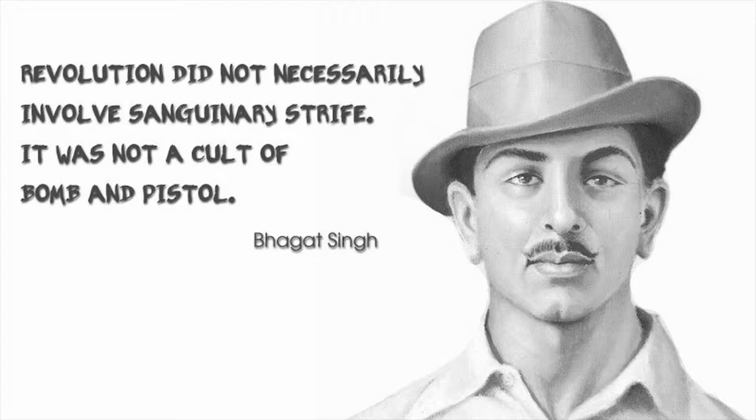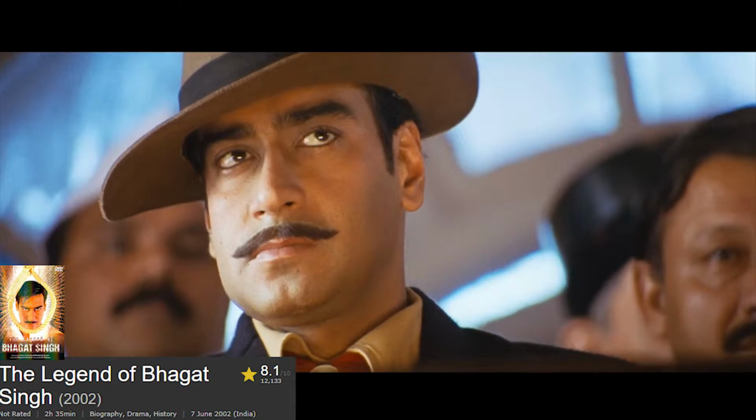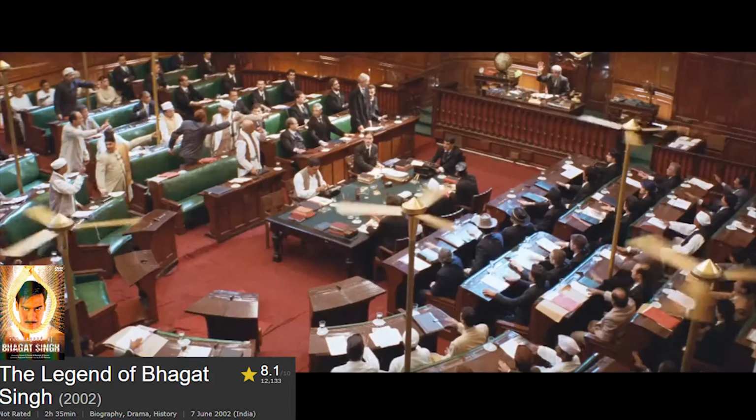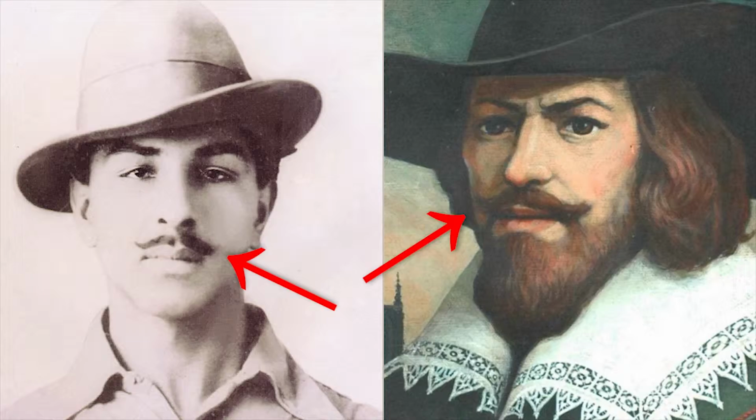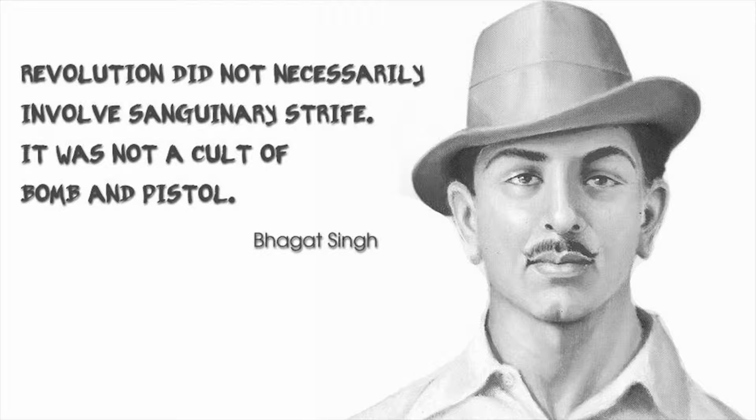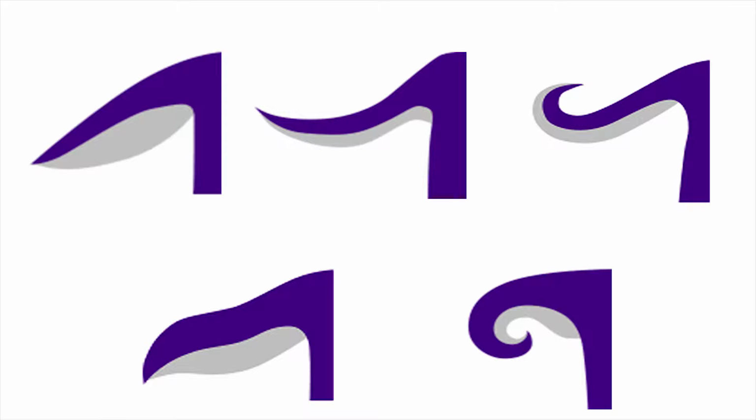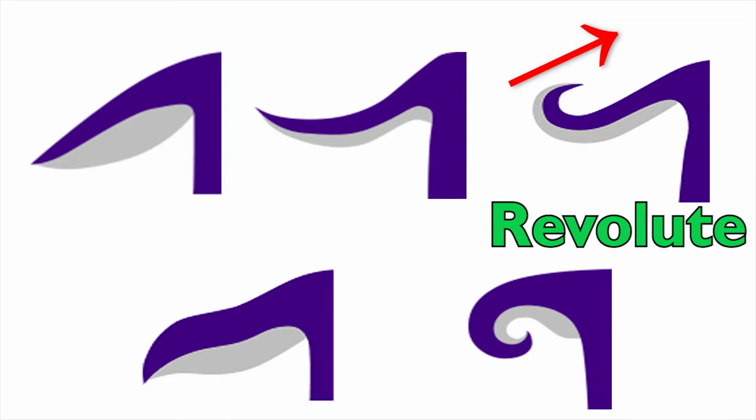And here we have Bhagat Singh, India's best known revolutionary, who was executed in 1931 after exploding harmless bombs to protest the British rule. Take a look at their lip hair. Something about the handlebar mustache just speaks revolution. Well, get this. The margin of the pileus can curl upward too, just like a handlebar mustache. The name? Revolute.